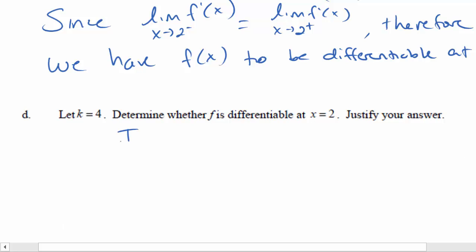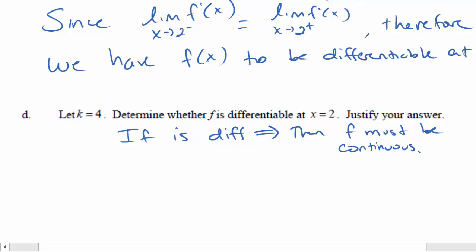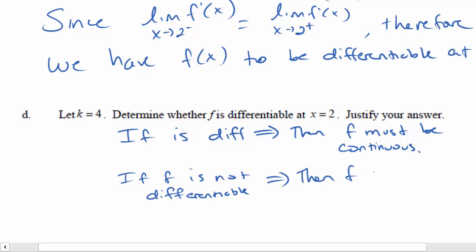The first thing says, if f is differentiable, then f must be continuous. That also means if f is not continuous, then f will not be differentiable.